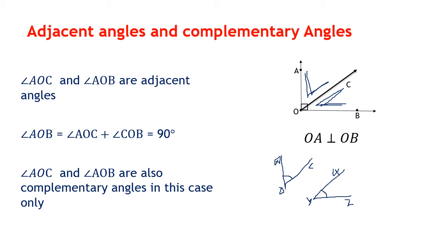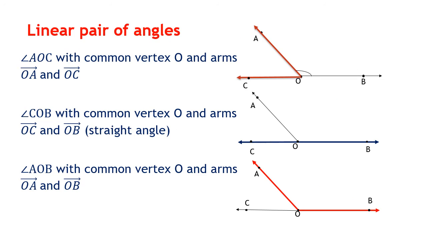Okay. So when there are two separate angles and their sum is 90, they are complementary. And if there are two adjacent angles whose sum is 90, also they are complementary. But remember, just because they are complementary does not mean they are adjacent. Now we go to the next pair called linear pair of angles. So linear pair is a type of adjacent angles only.